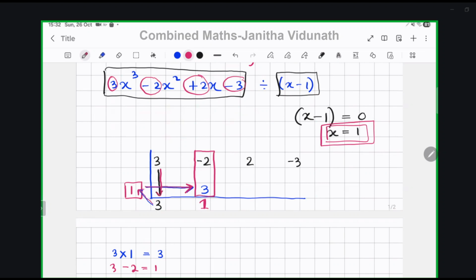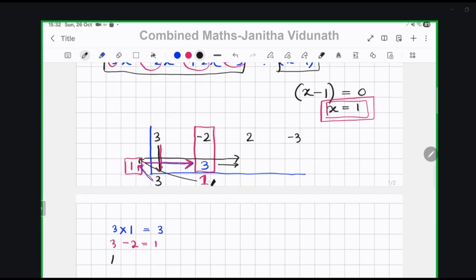Then we need to repeat the same process again and again. Now here we have the number 1. We multiply it with the number in the box and send the answer to the next column. That means 1 needs to be multiplied with 1. Then the answer should be moved to the next column. That means 1 times 1 is 1. We send the answer to the next column.